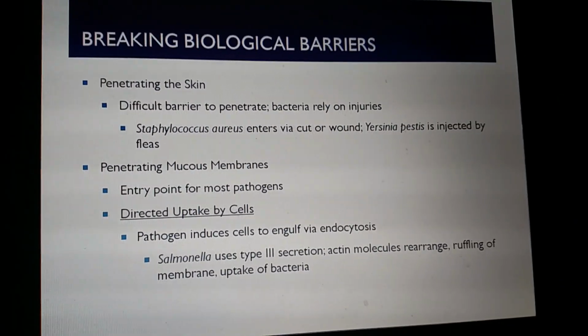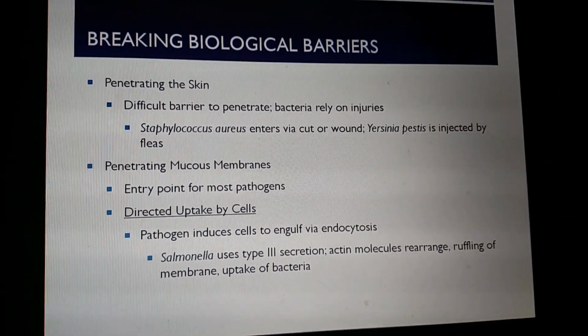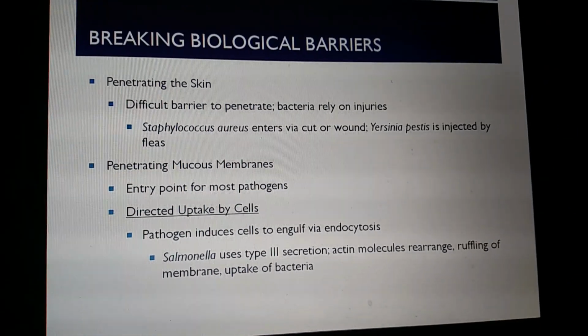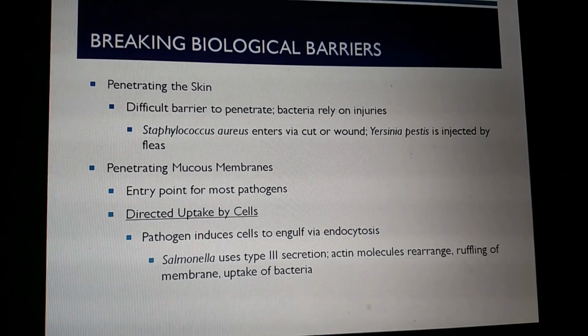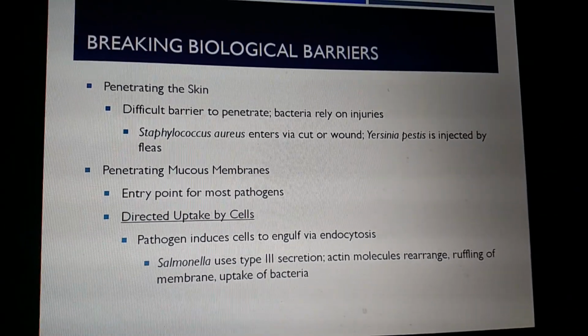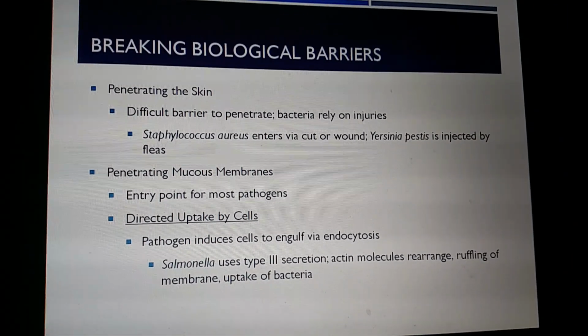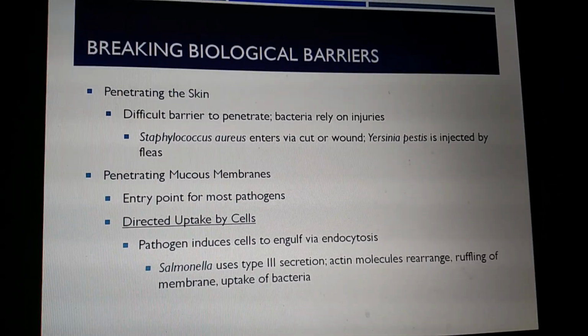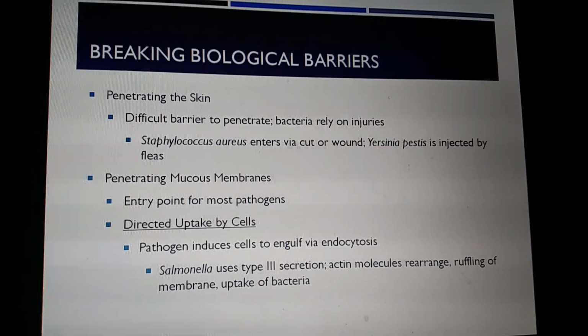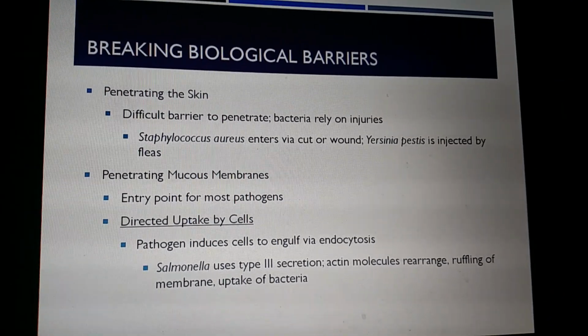So you do have to get through biological barriers as a pathogen. The skin is actually really hard to penetrate, so many bacteria that colonize the skin actually rely on wound injuries to get in. Staph aureus will enter through a cut or a wound. Yersinia pestis will get past the skin because it's injected through a flea bite.